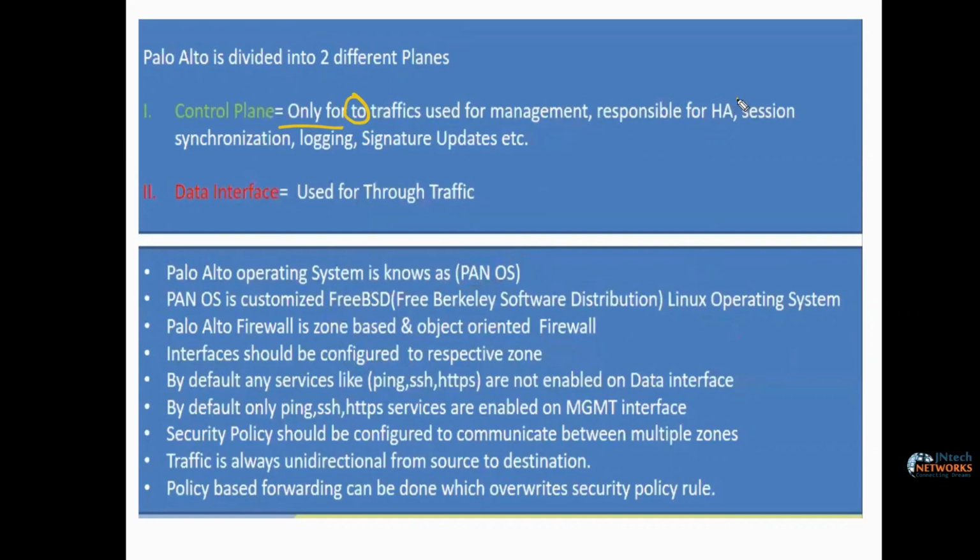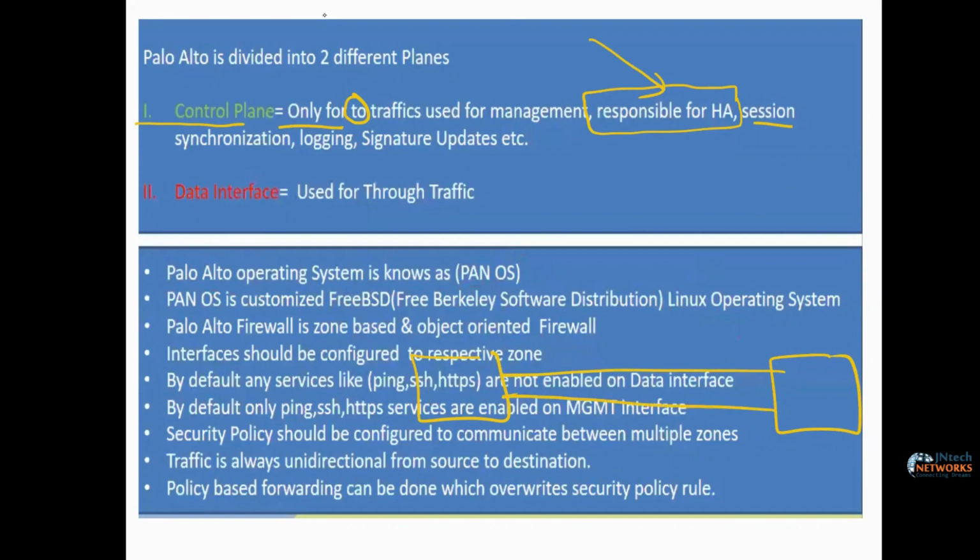In case you are working with high availability, the control plane is also responsible for HA, session synchronization. I told you, in between firewall box 1 and firewall box 2, what do you have? High availability link. So here we have control link and data link. So all session synchronization is the responsibility of the control plane.